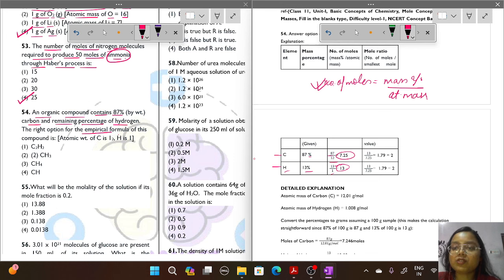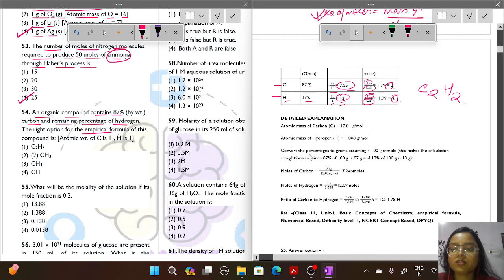Mole ratio. Now we have to find out the mole ratio. So mole ratio is the number of moles divided by the smallest mole. Okay, for hydrogen, the number of moles is 13, divided by 7.25, which is carbon's. So it is 2. Similarly, for carbon also we will get 7.25 by 7.25. It is 1. Okay, so now what will be the formula? C2H2. So C2H2 will be the formula.